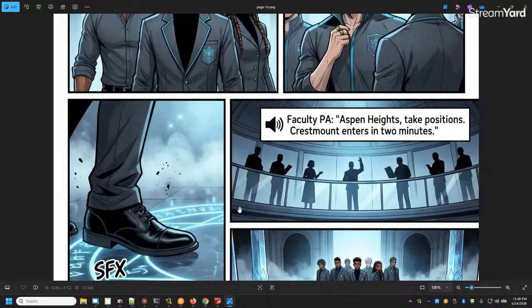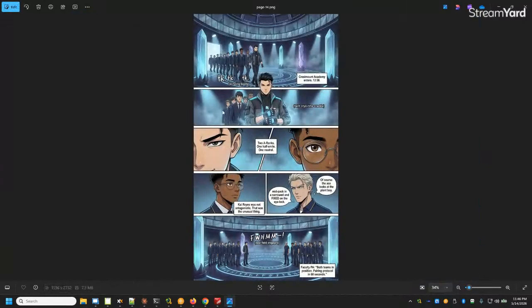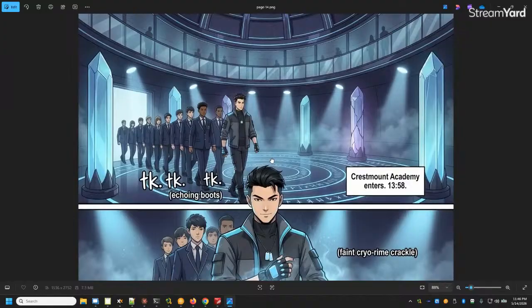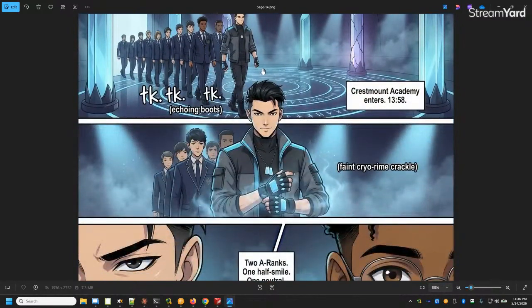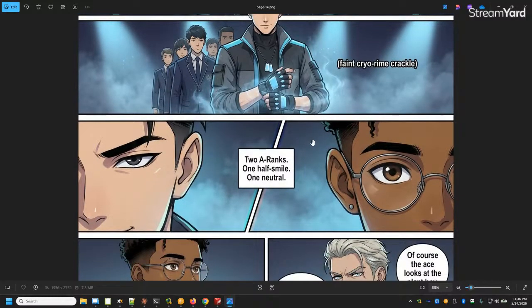Aspen Heights take positions. Crest Mount enters in 2 minutes. Okay. Now I only saw 3 names in there, but okay, whatever. We got for Aspen University 357 people to CL Pulse. All right, and then we have our other team here, which is a lot larger. Crescent Mount Academy enters at 1:58, so 2 minutes before showtime. And I guess this is our cryokinesis ability user, Asian guy. Two A ranks, one smile, one neutral.